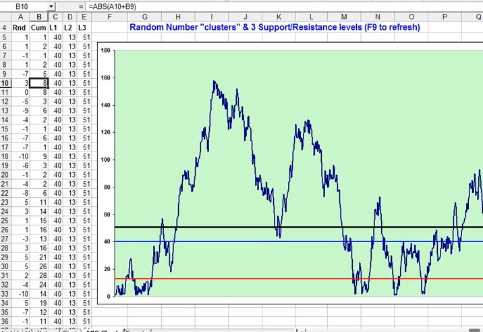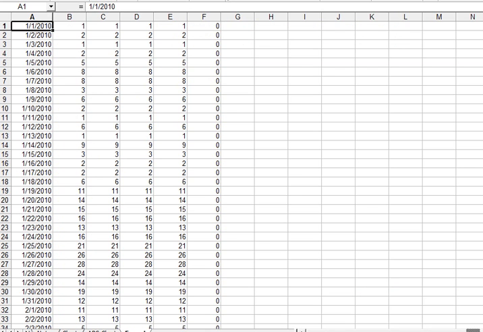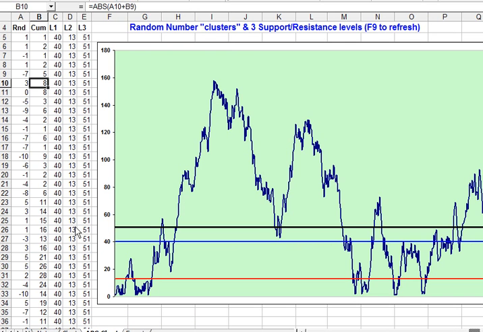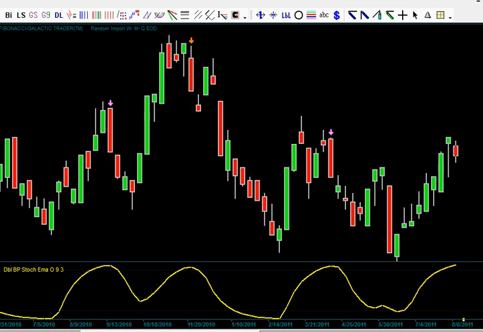What I did was I took this random number series, added a date to it. I arbitrarily chose January 1st, 2010. And I'm exporting this column right here, which is made up of adding a randomly selected number to a previously selected random number. And I'm going to export that and import it into Fibonacci Trader. And I'm going to compress it into a weekly format.